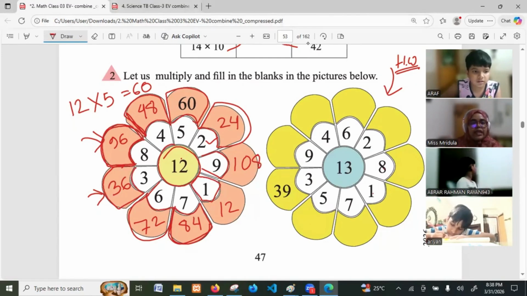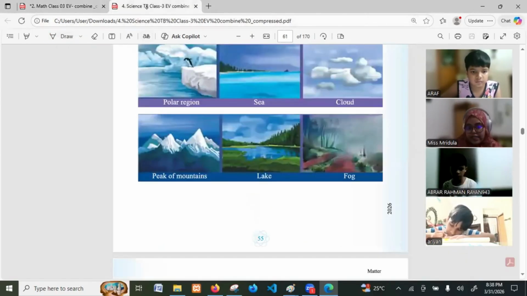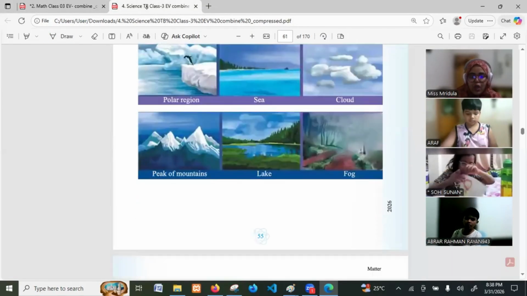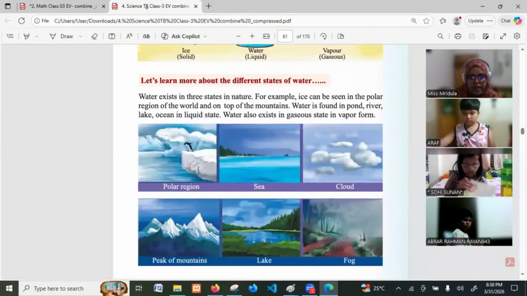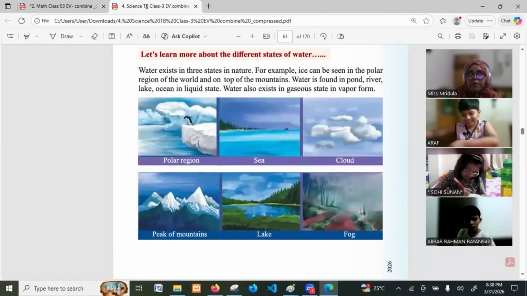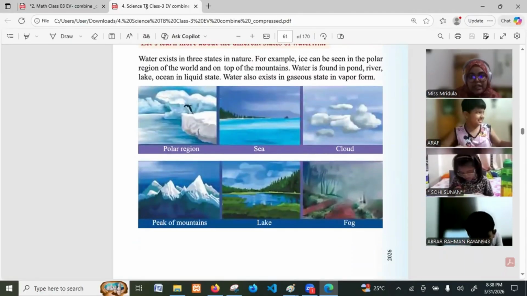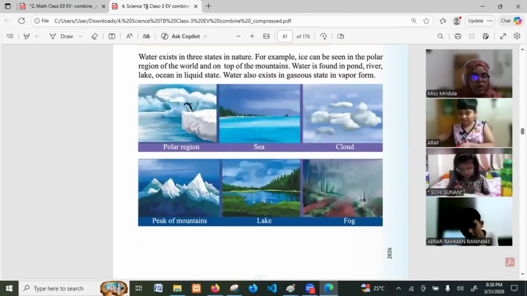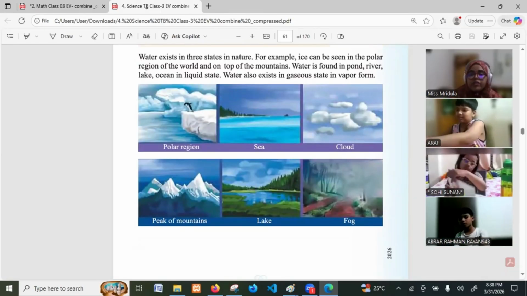Okay, let's move forward to our science class. I guess we finished up to page number 55, right? Different states of water in nature we could find out. We talked about that in the polar region. We will get the solid state of water.